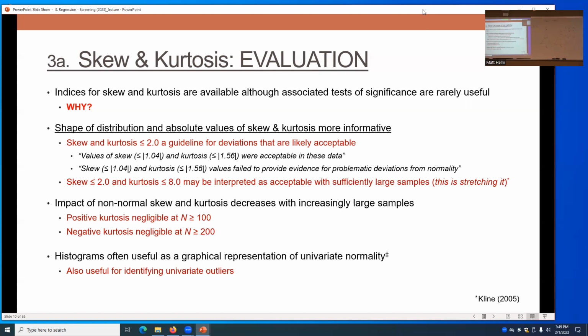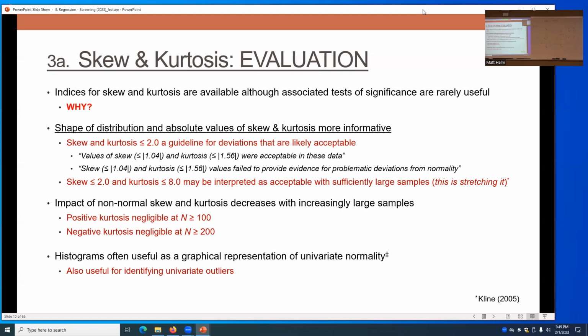Questions about this? Yes. The bullet point about positive kurtosis being negligible if n is more than 100, versus negative kurtosis. Are you saying a good sweet spot would be in between? No. If I've got positive kurtosis but a sample of over 100, I'll say that's probably fine. I start to get less concerned about this.